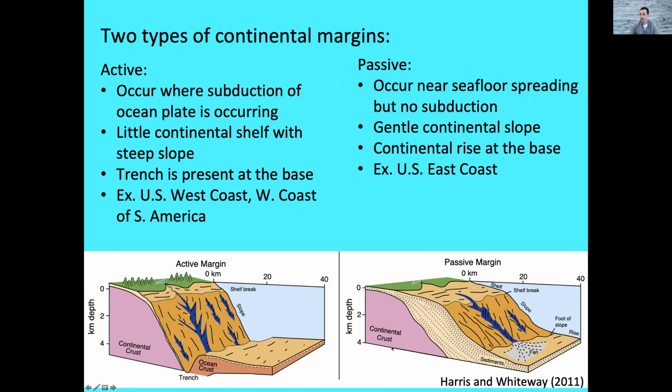In contrast to where we have passive continental margins, this is where we're nearby seafloor spreading. So for example, the US East Coast and the Atlantic, you have seafloor spreading in the Atlantic, but the ocean plate is welded to the continental plates. There's no subduction there. You get a gentle continental slope with a large shelf and a continental rise at the base of the slope. So much shallower angle overall, not as steep as in active margins.